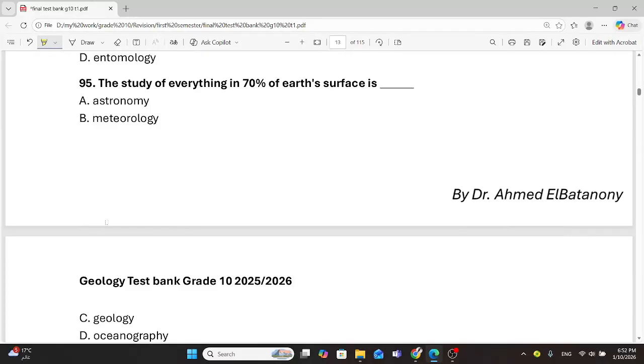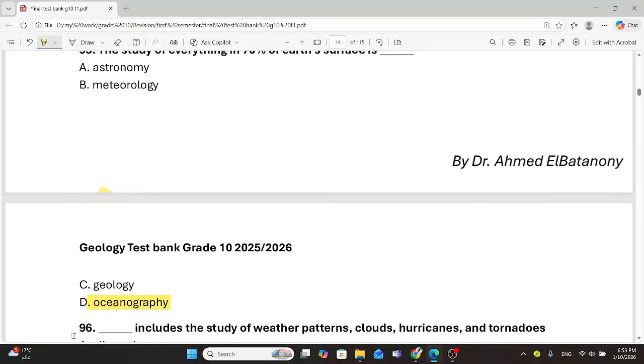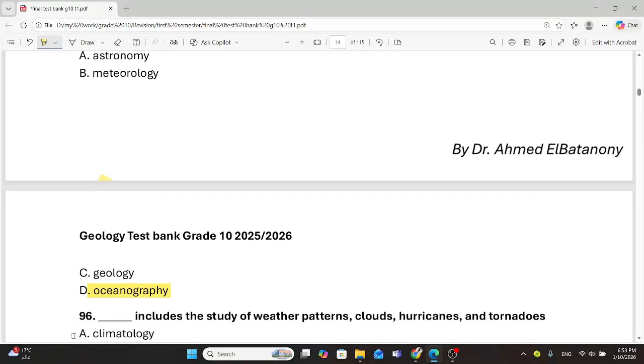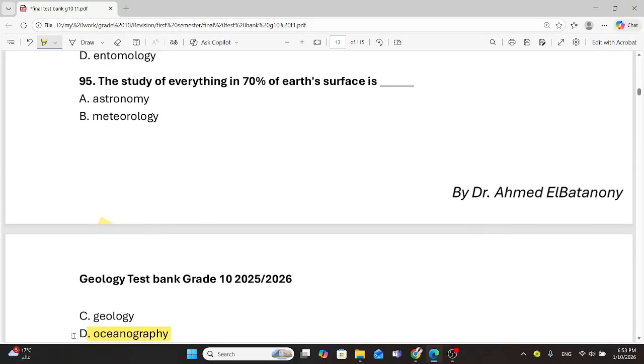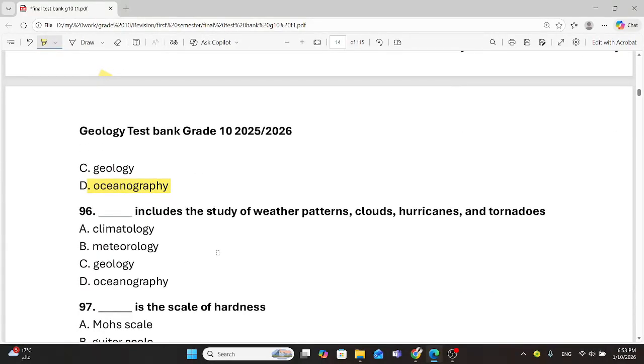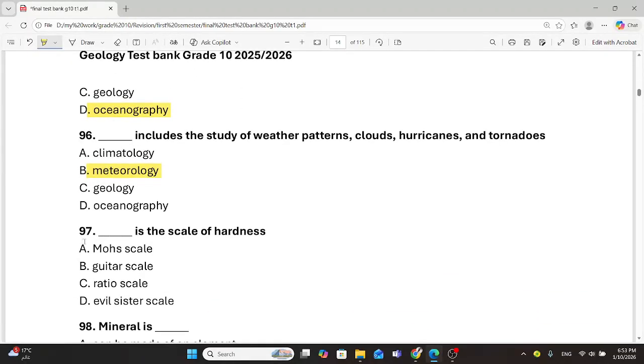The study of everything in 70% of Earth's surface is oceanography، لأن احنا عندنا 70% أو أكتر من المحيطات حول الكرة الأرضية، فبالتالي 70% هتبقى للمية. What includes a study of weather patterns والclouds والhurricanes والtornadoes؟ طيب يبقى الميتيورولوجي.